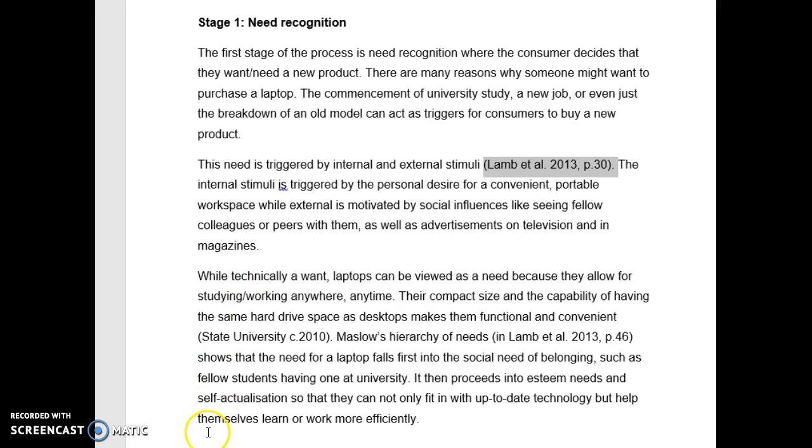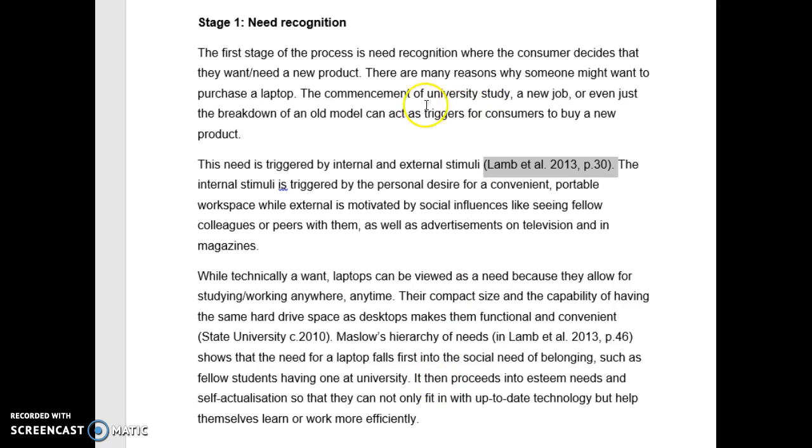But what takes it to the next level is to bring in another little bit of theory and also bring in some more external resources to actually back up the thinking. That's what pushes this answer into a high distinction level. So the student goes on to talk about the difference between a want and a need, and also brings in Maslow's hierarchy of needs into this as well. So you can see that it's expanding on their understanding of what triggers them to want to buy a laptop in the first place.